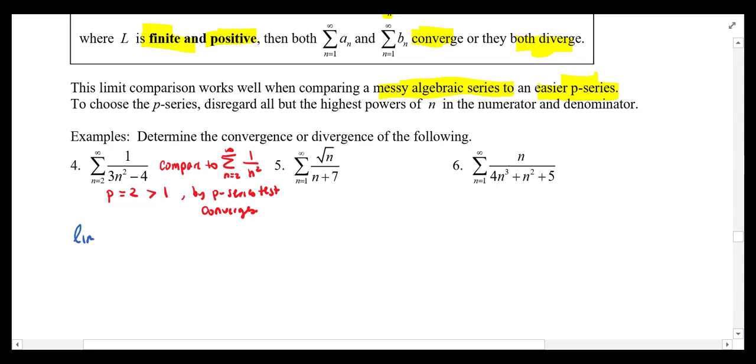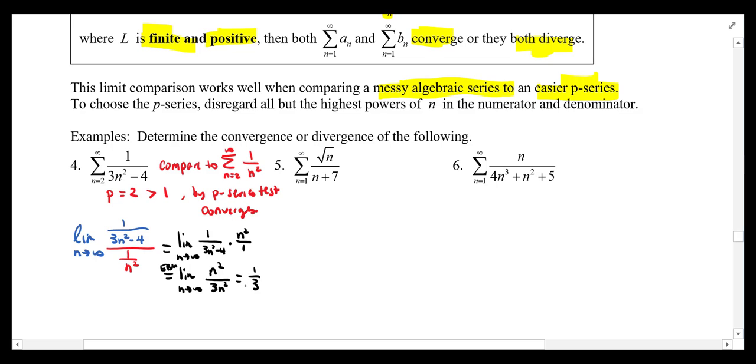So let me set up my limit. The limit as n approaches infinity of a sub n, so I'll just take that as my original one, divided by b sub n, which is my comparison one. And now I'm going to have to simplify this. This actually just becomes the limit as n approaches infinity of 1 over 3n squared minus 4 times the reciprocal. And then how do we evaluate this limit? Remember, we can just use the n behavior model, which means just take n squared over 3n squared. That just simplifies to 1/3.